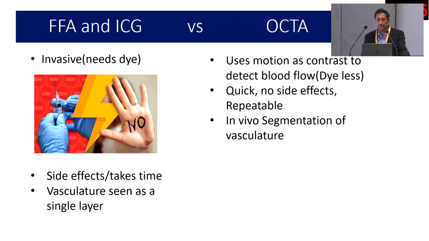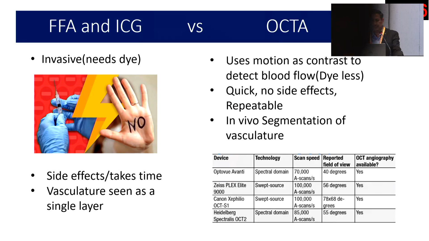And on the opposite side we have OCTA, which uses motion as a contrast to detect blood flow. It is dye-less, it is quick, has no side effects, it's repeatable. At each and every visit you can do OCTA, you cannot really do FFA. And it segments the vasculature into the various layers. And these are the various machines that are available.